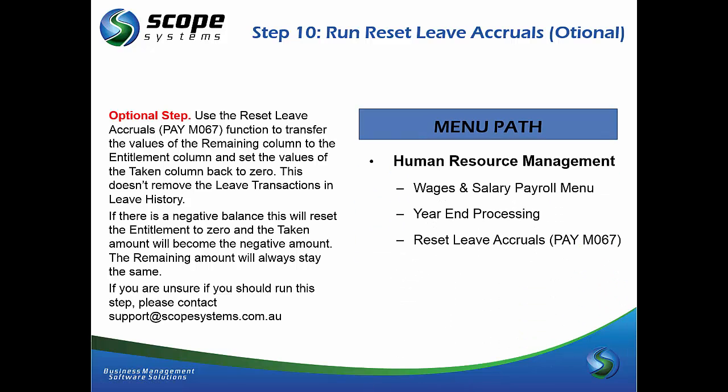This is an optional step. You can use the reset leave accruals function to transfer the values of the remaining column to the entitlement column and set the values of the taken column back to 0. This does not remove the leave transactions in the leave history. If there is a negative balance, this will reset the entitlement to 0 and the taken amount will become a negative amount. The remaining amount will always remain the same. If you are unsure whether or not you should run this step, please contact support at Scope Systems.